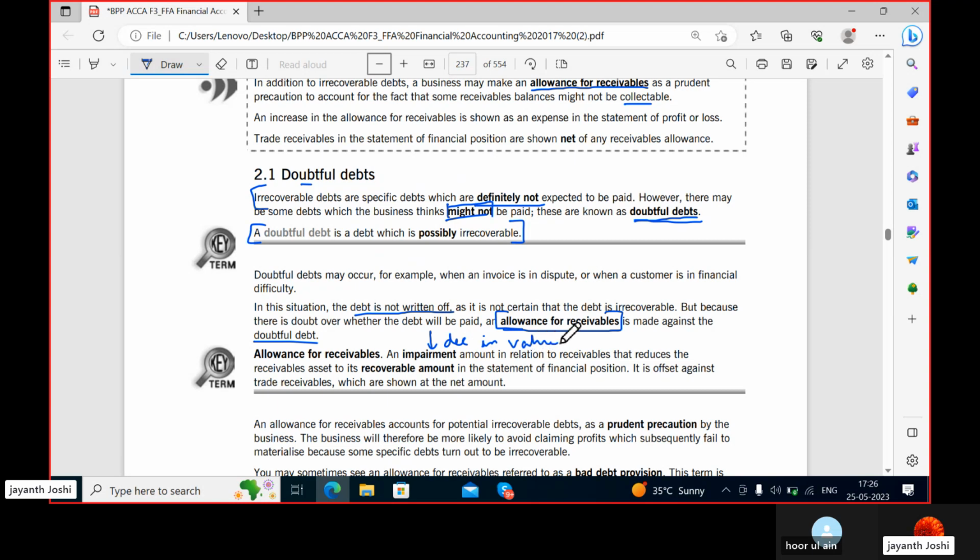So an impairment amount in relation to receivables reduces the receivables asset to its recoverable amount in the statement of financial position. Suppose we have debts worth $5,000. We are expecting that $50 may be doubtful. So we'll decrease the debt by $50. That means we are giving allowances for that. So it reduces the receivable asset to its recoverable amount. That means we know this 4,950 is definitely expected. So we will show this as receivables. It is offset against receivables, which are shown at net amount. So this is receivables, this is doubtful, and this is the net receivables.